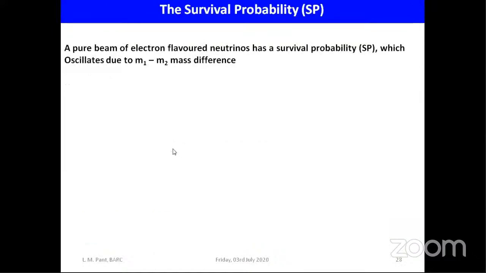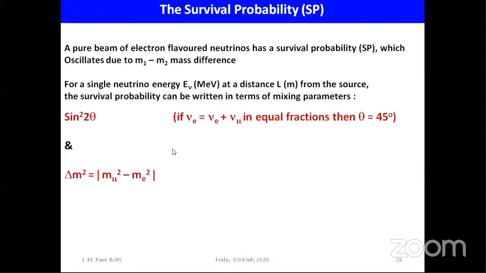So let's understand what survival probability is. A pure beam of electron-flavored neutrinos has a survival probability which oscillates due to the M1 minus M2 mass difference. For a single neutrino energy E nu in MeV at a distance L from the source, the survival probability can be given in terms of the mixing parameters sine square 2 theta and delta M square, which is M nu square minus Me square. These are some concepts which are used in explaining oscillation phenomena, and this is how the probability is given.